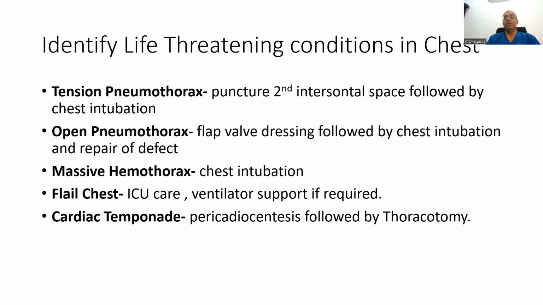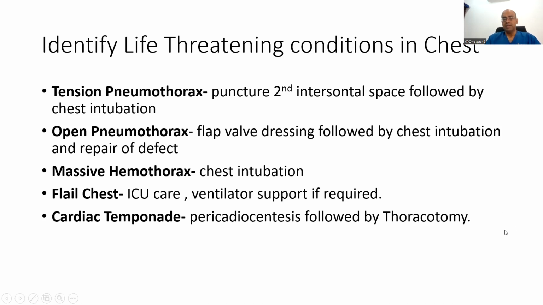So what we can do once we suspect tension pneumothorax, once the patient is being transferred to the hospital, or once the patient is inside the hospital and the arrangements are being done for the chest intubation, a puncture can be done in the second intercostal space in the mid-clavicular line. That is going to release some air, and then it is followed by the chest tube insertion, which is the definitive treatment of tension pneumothorax at this stage.